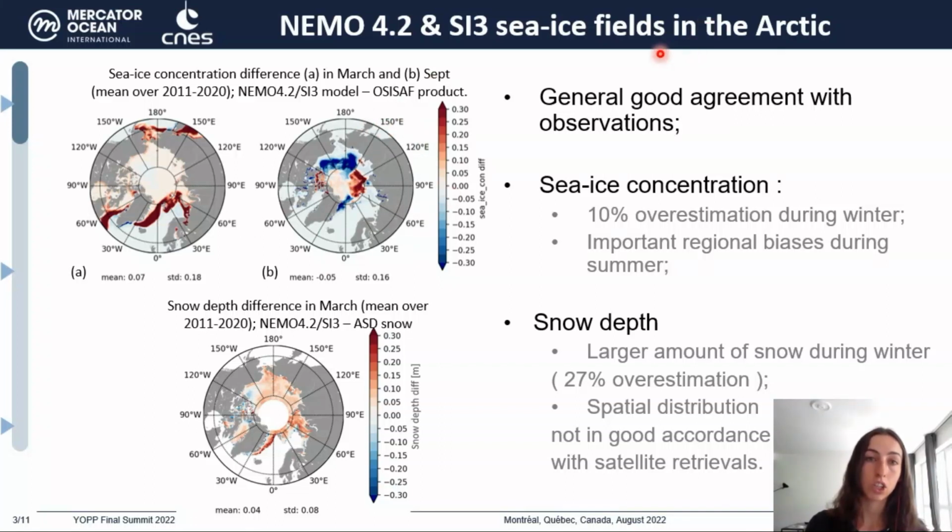The model shows a slight overestimation of 10% of sea ice concentration during winter in the marginal ice zone. And as you can see, it presents important regional biases during summer, which result in a mean underestimation of sea ice concentration. As for snow depth here, the model has a 27% excess of snow during winter compared to the ASD snow product, and the spatial distribution of the modeled snow differs from the ASD product. The model misses the accumulation of snow north of Canada.